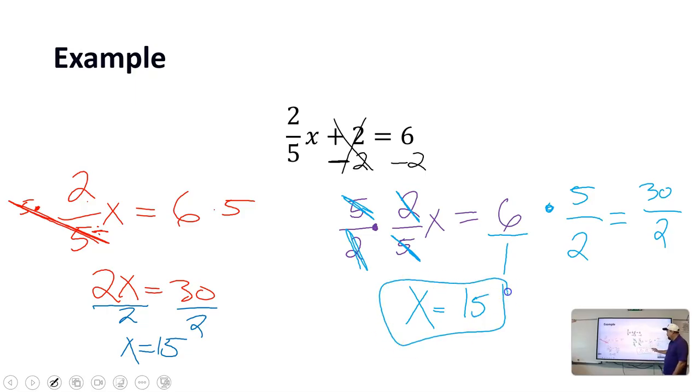So notice we got a 15 in either case. Now, if you want to double check, we could do 2/5 times 15 plus 2, and it does equal 6 if you want to plug it back in. Okay, let's take a look at another one of those.